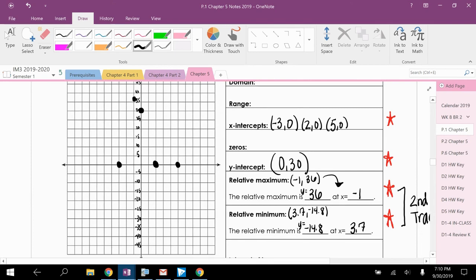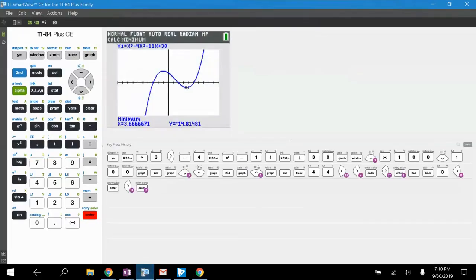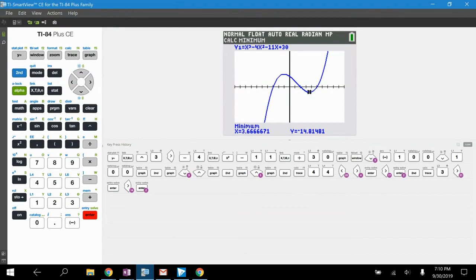Okay, and then we have the relative min, which is 3.7, so 1, 2, 3, about right here, and then down 14.8. So here's 15, so maybe around there. It doesn't have to be perfect, but somewhere around there. So now we have all 4 things that we need to graph this. And again, maybe refer back to your calculator to see the shape when you draw it in.